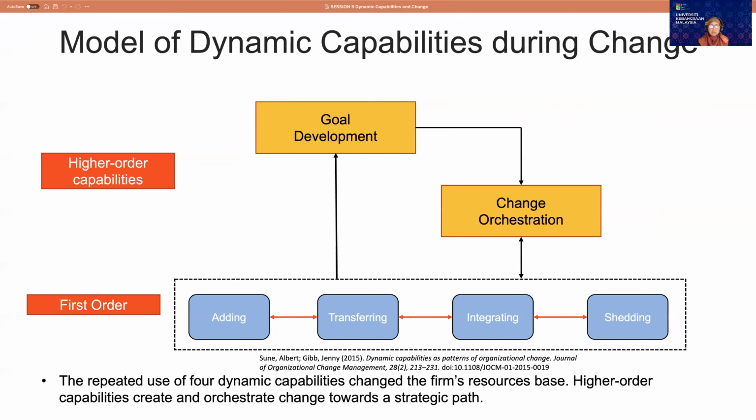However, when you have changes in terms of your target or goal, you need to orchestrate the resources or the processes that you use in order to combine the resources so that you can adapt and also face the changes in the environment. So the repeated use of first order dynamic capabilities changes the firm's resource base, and higher order capabilities create and orchestrate change towards a strategic path.